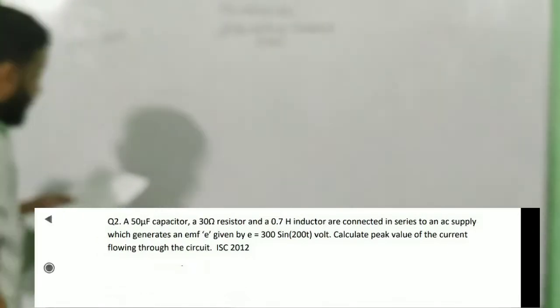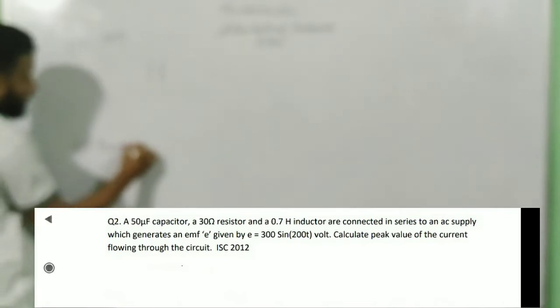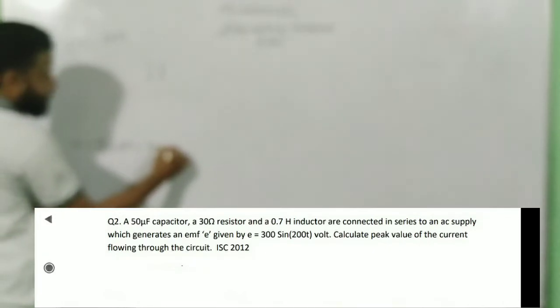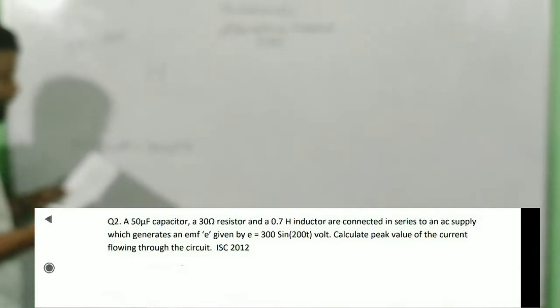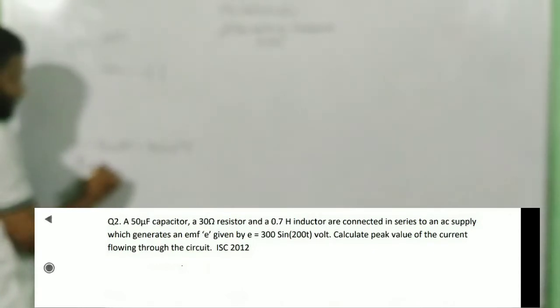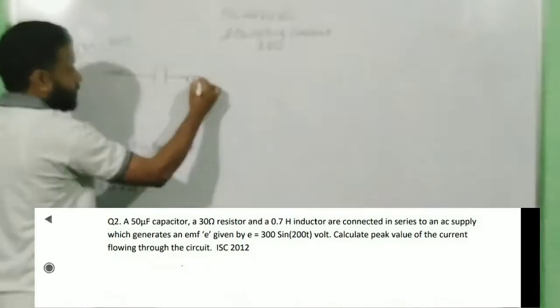A 50 microfarad capacitor. So you have a capacitor whose value is 50 microfarad, so 50 into 10 power minus 6 farad. A 300 ohm resistance, so resistance is equal to 300 ohm. And an inductor of 0.7 Henry. So you have an inductor of 0.7 Henry.